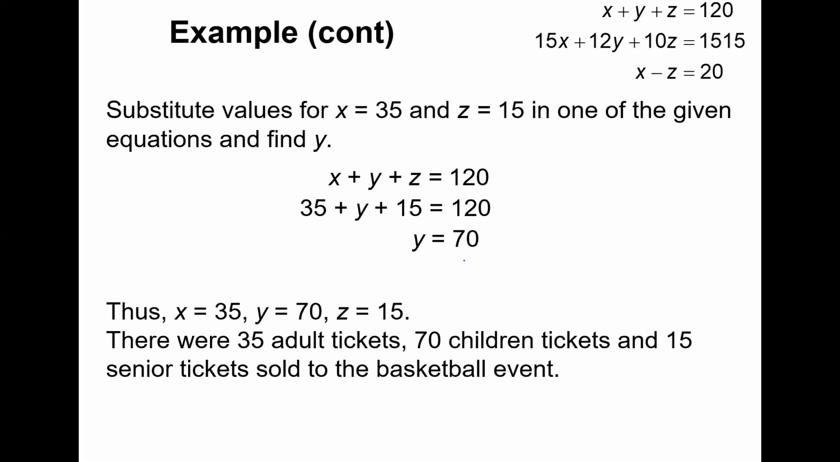And again, always go back and check your solutions to make sure they work. If you add all those together, you get 120. And then it's best to write it on your page: 15 times the 35, 70 times the 12, and 15 times the 10. Add those all together to see if they equal the 1515, and they do. And then if we take 35 minus 15, we do get 20. So it does check out in all three equations.